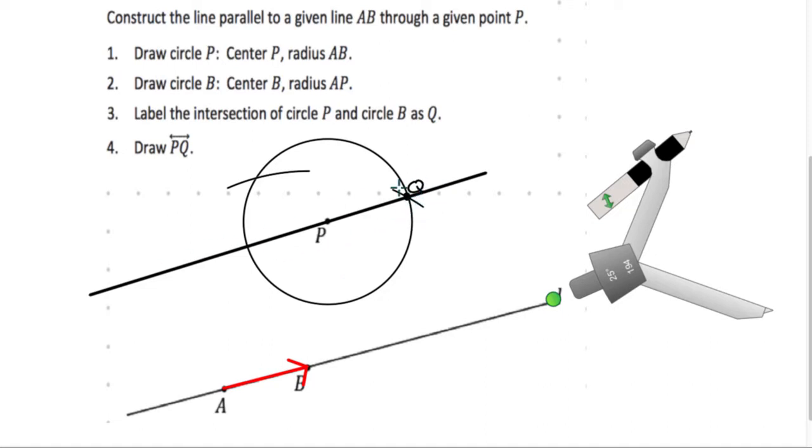You are translating along the parallel line. You know how to make a parallel line now with these steps, and you know that it's going to be one of these two points. It doesn't really make sense for it to be this point, so that's the translated point Q.